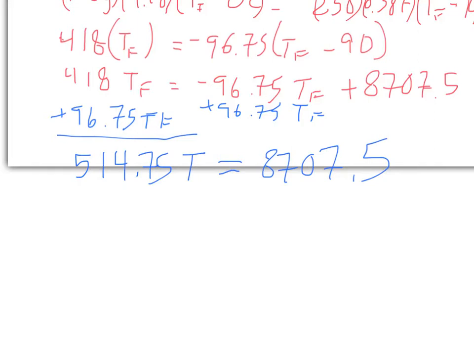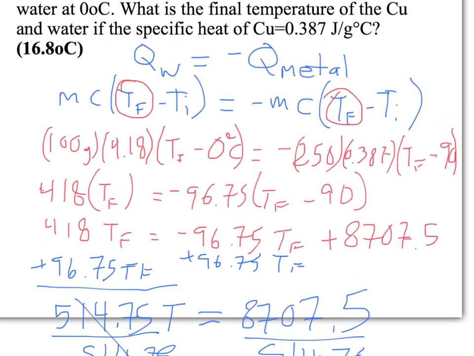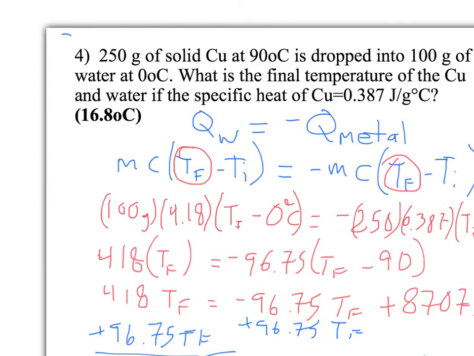We continue this, divide both sides by 514.75. This cancels and we get T is equal to 16.9 degrees Celsius. So our final temperature is 16.9 degrees Celsius. Let's scroll back up and see if that agrees with what we said. 16.8. So we got some rounding error in there. But you can see that we set this up correctly.